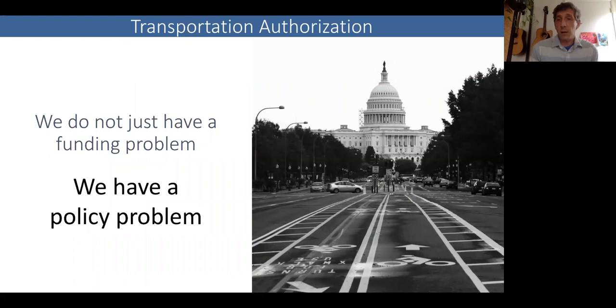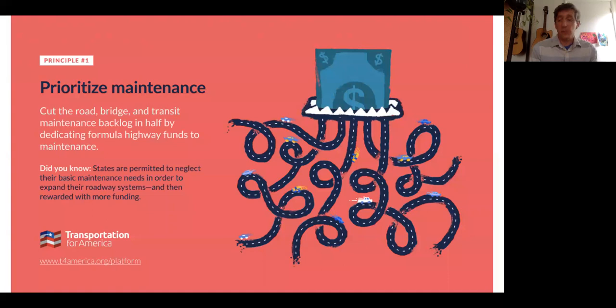Next slide, please. And I'm going to offer just a few things that my organization sees as the solution. We have to prioritize maintenance. Right now, states are able to spend that guaranteed money for roadway expansion, letting the system they have fall apart. And as you'll see on the next slide, please, that's what we've done.